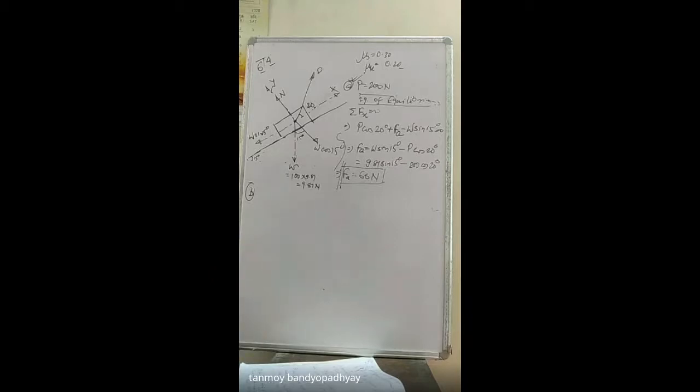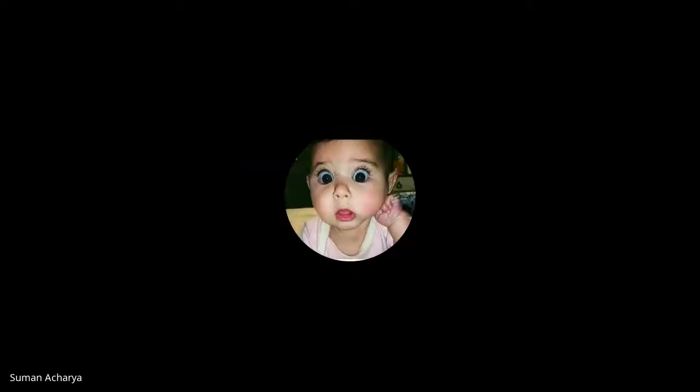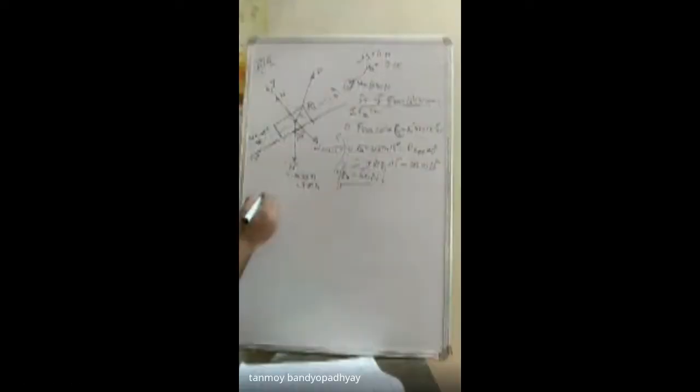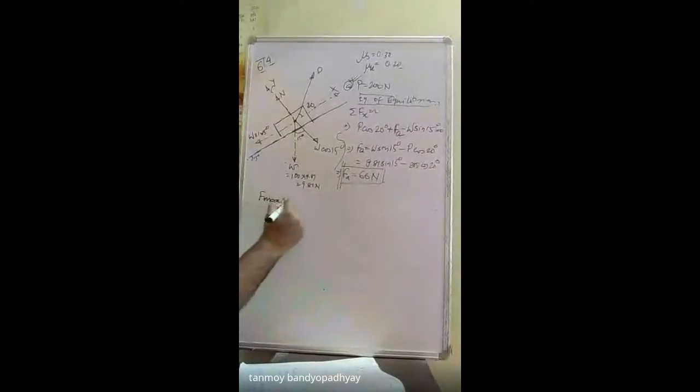So in this case we only need to find out the maximum friction. Actually this part has not been done yet, wait. Yes sir, we need to calculate the maximum friction. So now you calculate F max. So what will be F max? F max will be equal to mu s into N. So we need to calculate N also. This part is not finished yet.